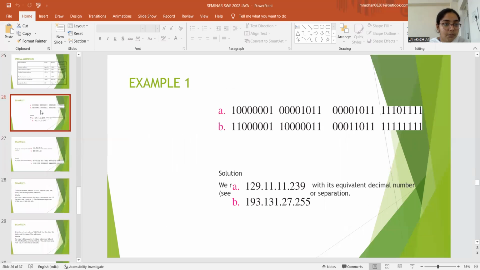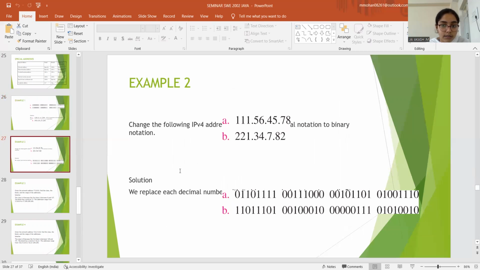And here we can see some examples for supernetting, subnetting, and how we have converted the decimal dotted numbers into binary, from decimal notation to binary notation.